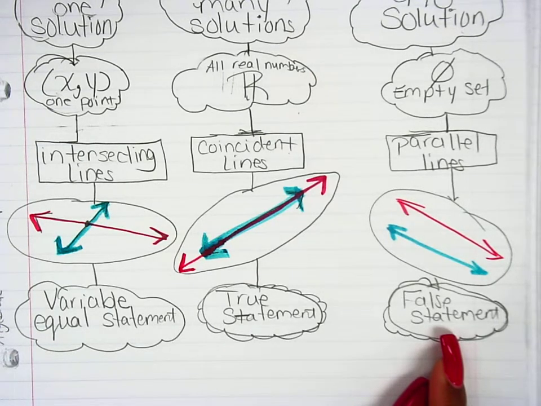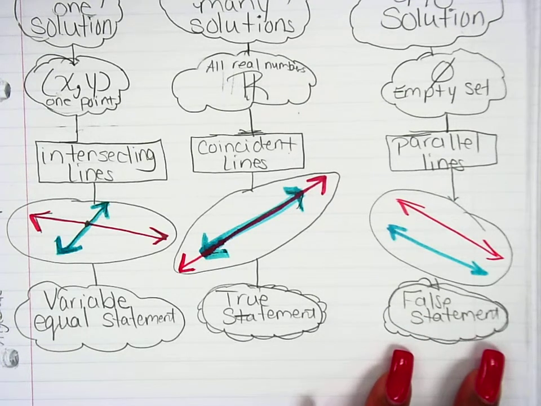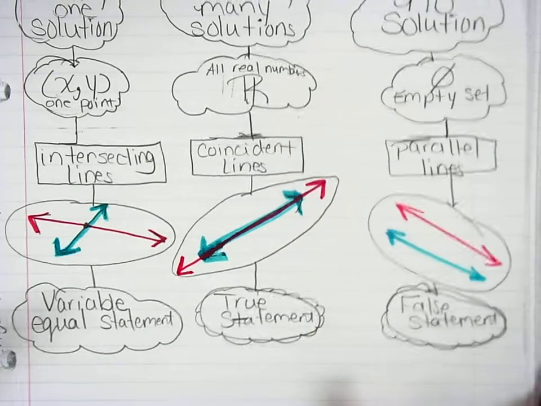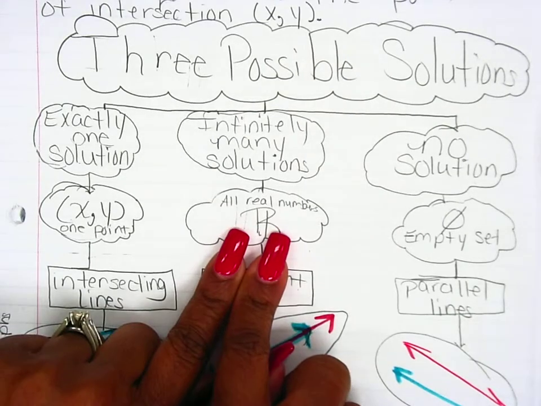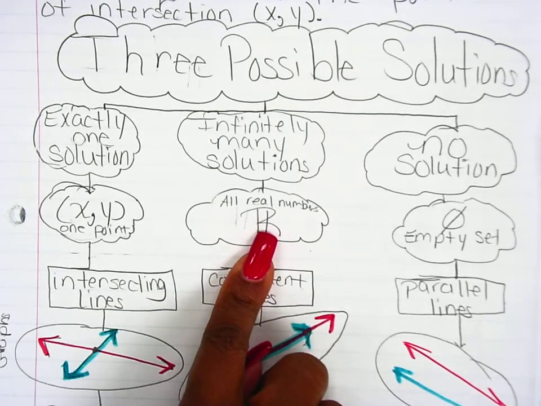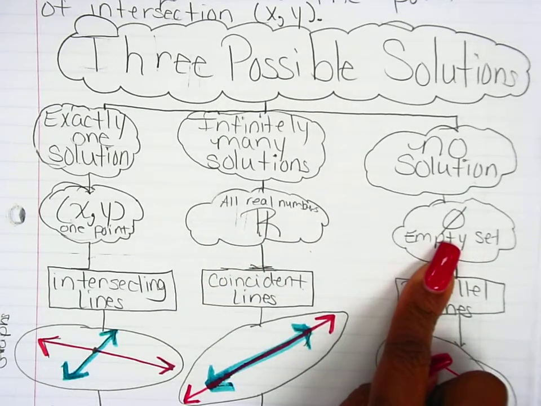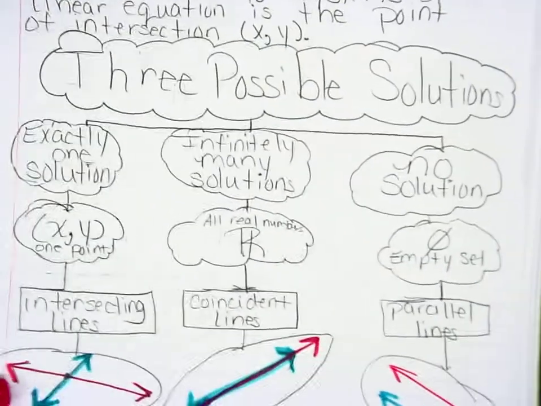With a false statement, it's not going to be variables. It will most definitely be numerical values. So those are the possible solutions, and you must know this. If it's infinitely many, it could be all real numbers, and it may use this symbol for all real numbers, or it may just be the empty set. So be familiar with this, memorize it.